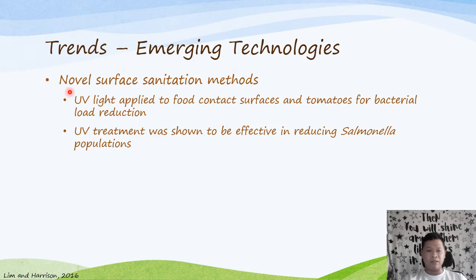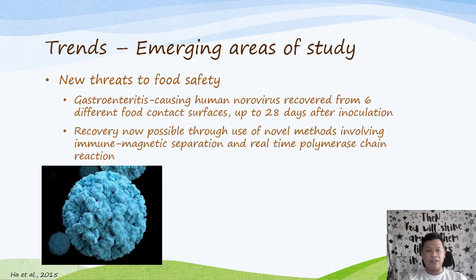As far as the use of ultraviolet light goes, these have been applied to food contact surface for bacterial load reduction and Salmonella, specifically Salmonella population reduction. As far as studies go, there have been studies implicating that human norovirus can be recovered from food contact surfaces even up to almost a month after inoculation, and these have been identified through the use of RT-PCR.